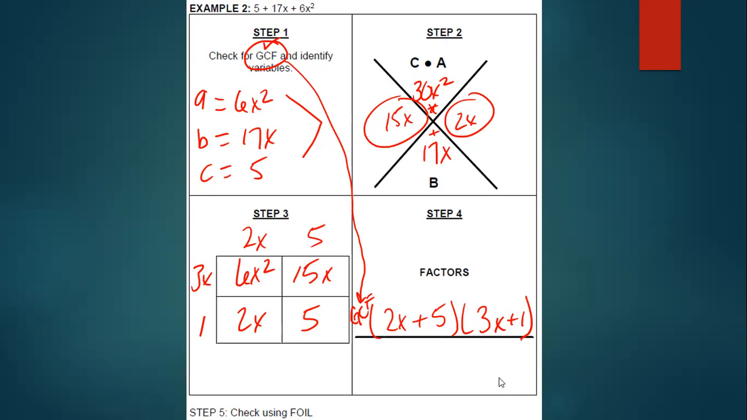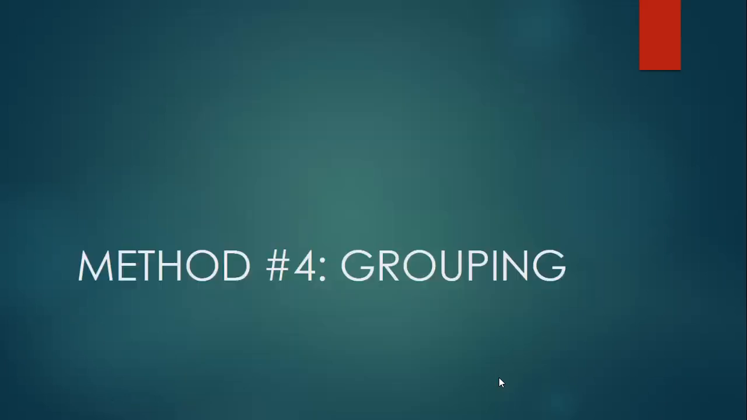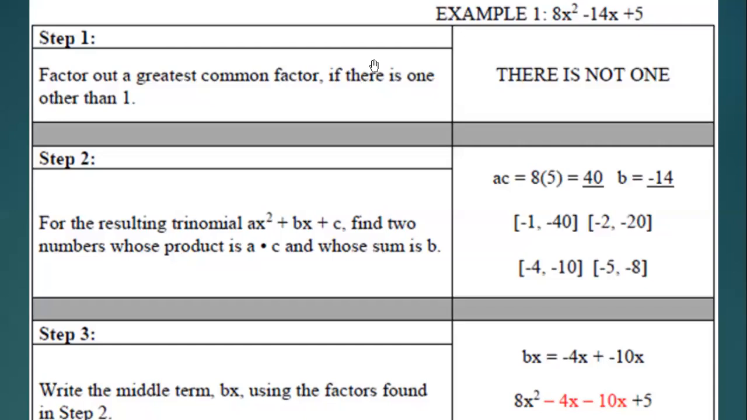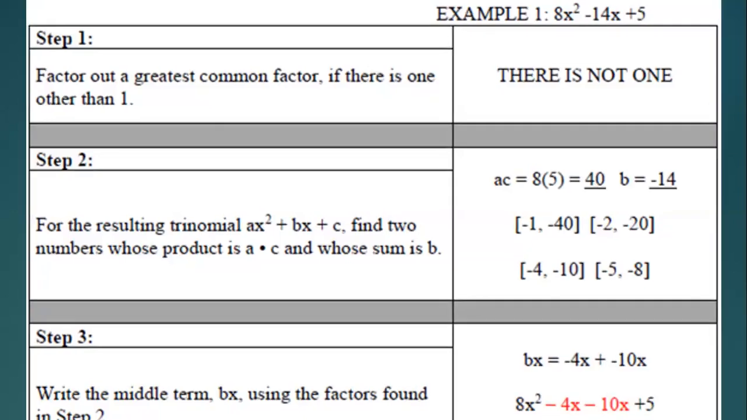All right. Okay, grouping. So this is the way that Ms. Jones learned. I don't even like it anymore. I just use the first way, but I'm supposed to show you grouping as well, okay? All right, so here we go with grouping. With grouping, step 1 is still the same, which is: is there a GCF? Factor it out. And then you keep going. So after that, your step 2 is pretty much the same.